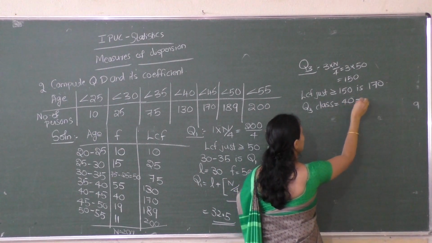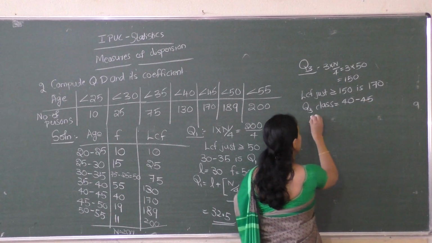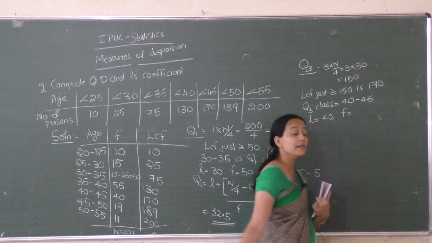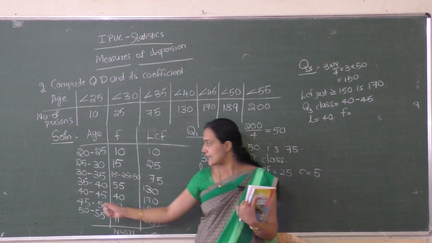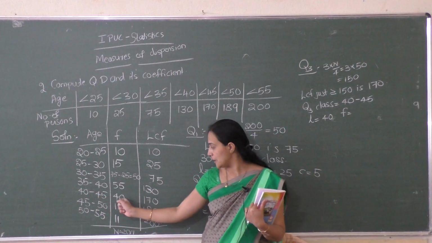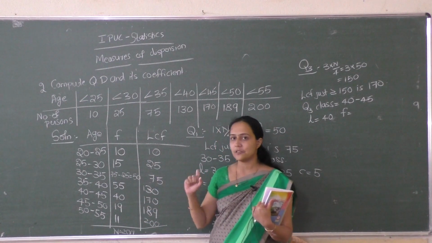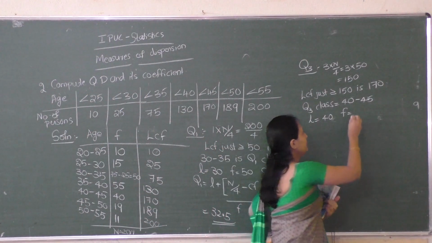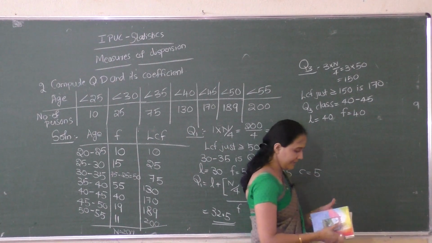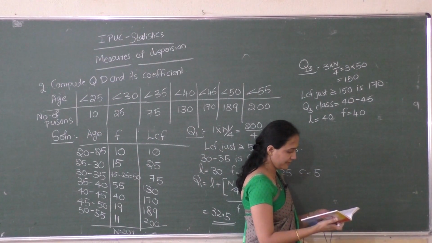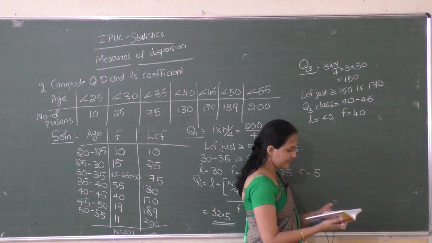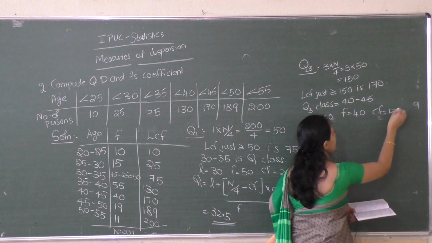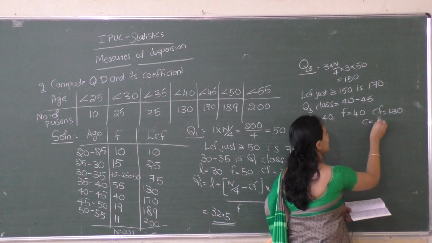40 to 45. Again the same method. L means lower limit of the Q3 class. F means frequency of the Q3 class. Frequency of the Q3 class is 40. Then the cumulative frequency just above the Q3 class. L is 40, F is 40, then CF is 130, CF means just above, and C, I told you, C equal to 5.